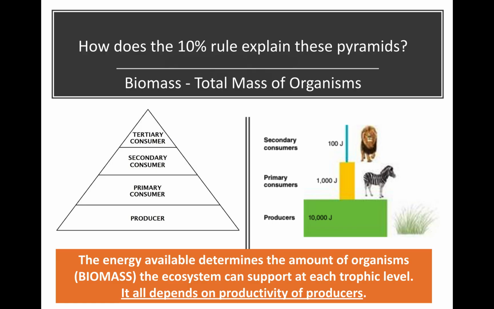Underneath, describe how the biomass at each trophic level, that's what you're going to put in this orange part. The energy available determines the amount of organisms or biomass the ecosystem can support at each trophic level. And again, it all depends on the producers. The producers are the key thing. The producers are what convert that sunlight energy into usable chemical energy for organic life. Come back here. All right.